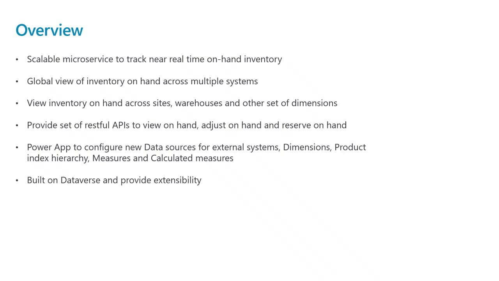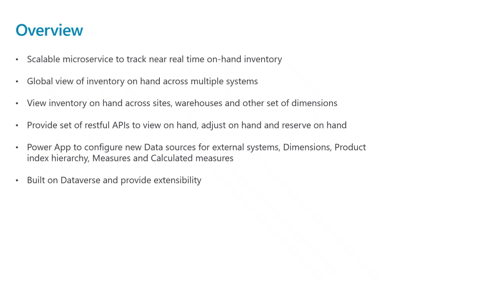With D365 SCM, you have built-in integration with the inventory visibility. And if you want to integrate with external systems, it provides RESTful APIs, not just to view inventory on hand, but you can also add inventory on hand. You can update it, and you can also reserve inventory on hand through the APIs for the external systems.